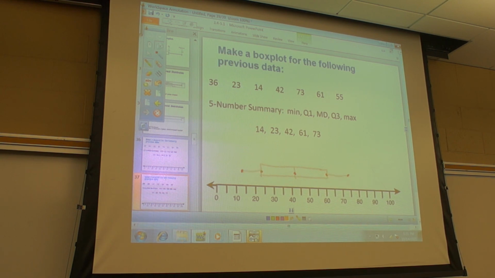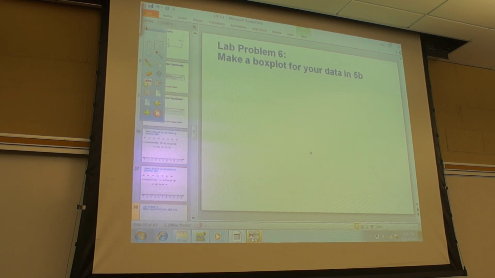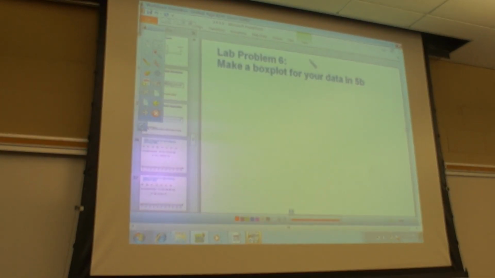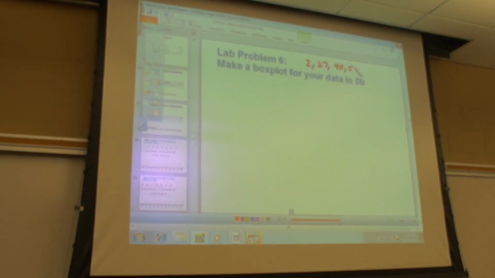All right, so you guys do one for your problem. Your problem was this one. What were your numbers again? It was 2, 27, 40, 55, 75. Or 73, sorry. Yeah, okay. I misread my handwriting. Yeah, no worries. All right, so make a box plot for your data.